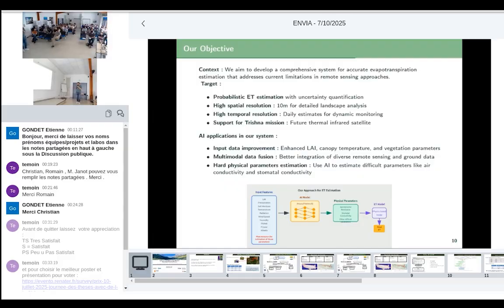This is our approach. We have first the input data, input features like leaf area index, precipitation, soil moisture, that we try to enhance and estimate. We can input these parameters to our AI model, and the AI model will output the physical parameters that are difficult to get or difficult to estimate, like aerodynamic resistance, stomatal conductivity. We can use these parameters and input them to the ET model, the physical-based model that estimates the evapotranspiration, and finally, we get the evapotranspiration.